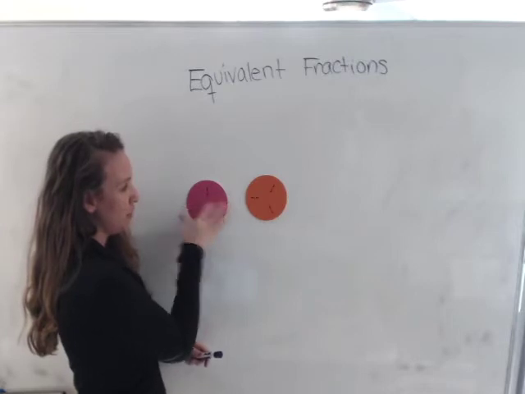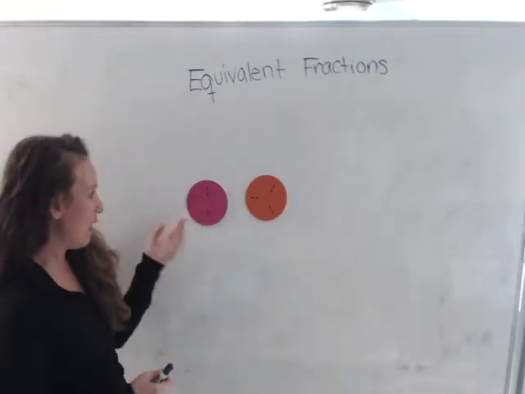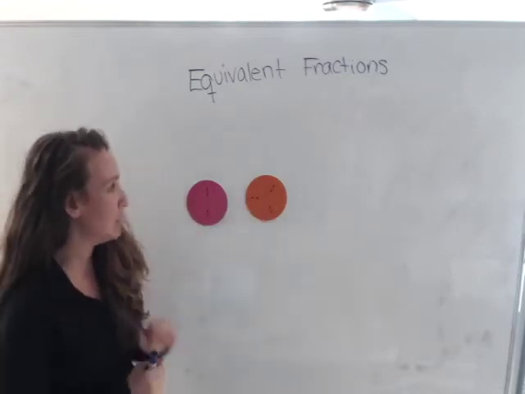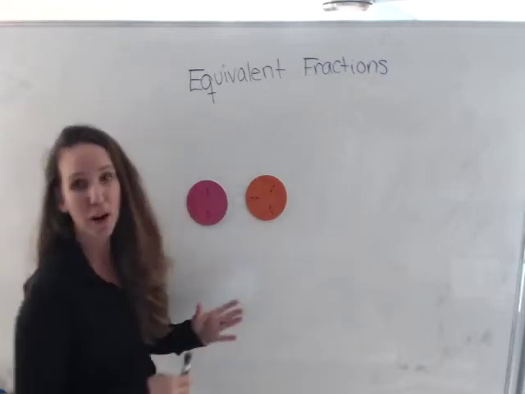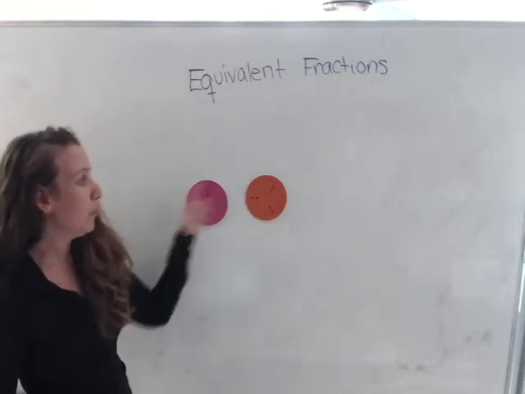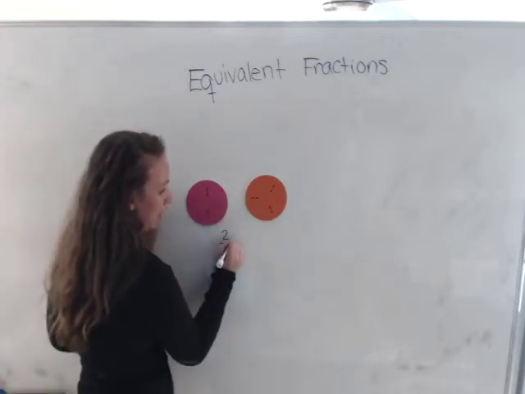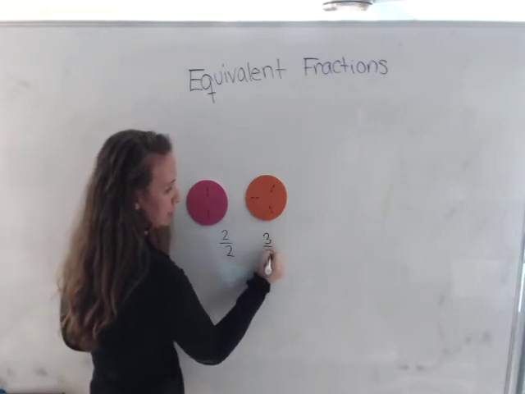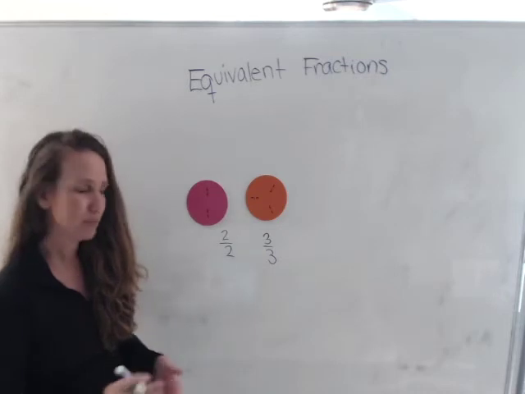I have 1/2 because it's 1 out of 2. I have half and half. If I break it up into 3 equal sections, I have 1 divided by 3, or 1/3. So both of them are equivalent. I have 2 halves, or 3/3. If you realize, both of them make a whole.